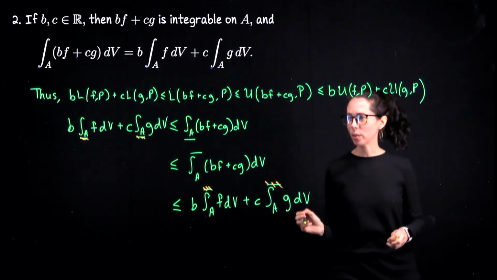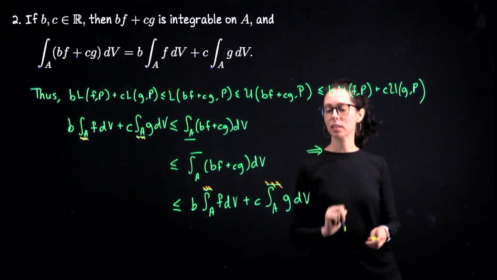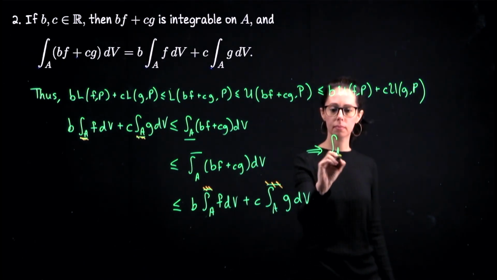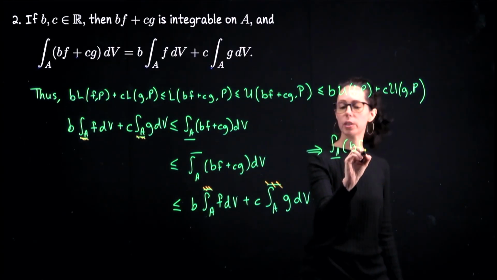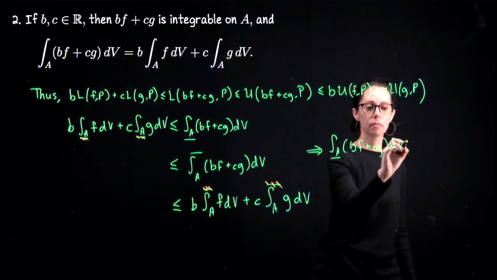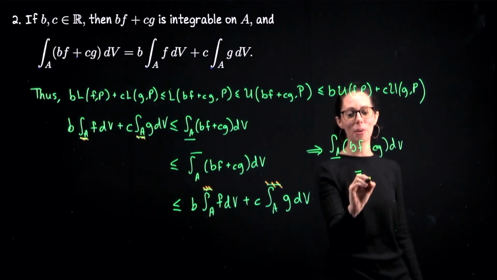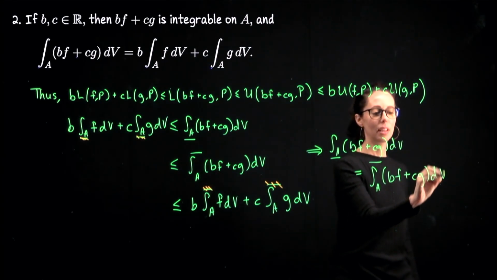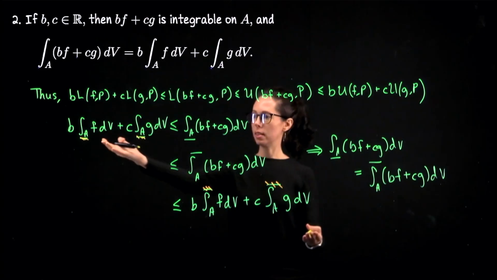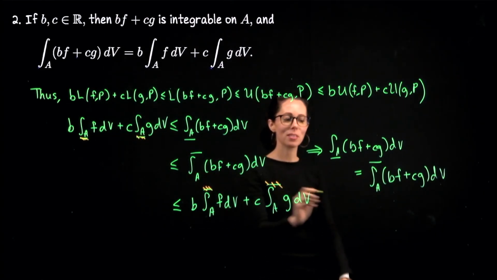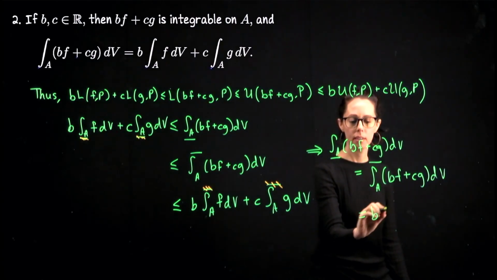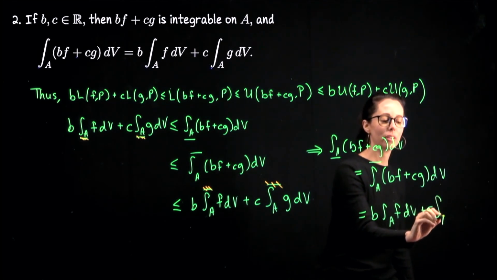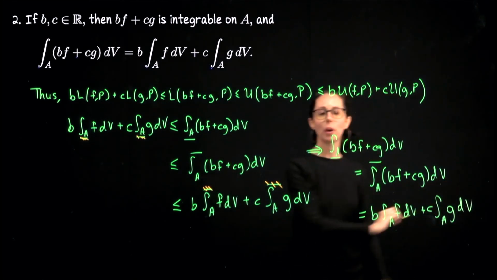So let me just write that over here. I think we're ready to finish this problem. I'll just kind of imply it over here. These two numbers are the same. They're equal to each other. Didn't give myself enough room, but that's okay. And what is this shared value? It's these bounds on the end, and those bounds are b times the integral of f over A plus c times the integral over A of g, just like we wanted to say.